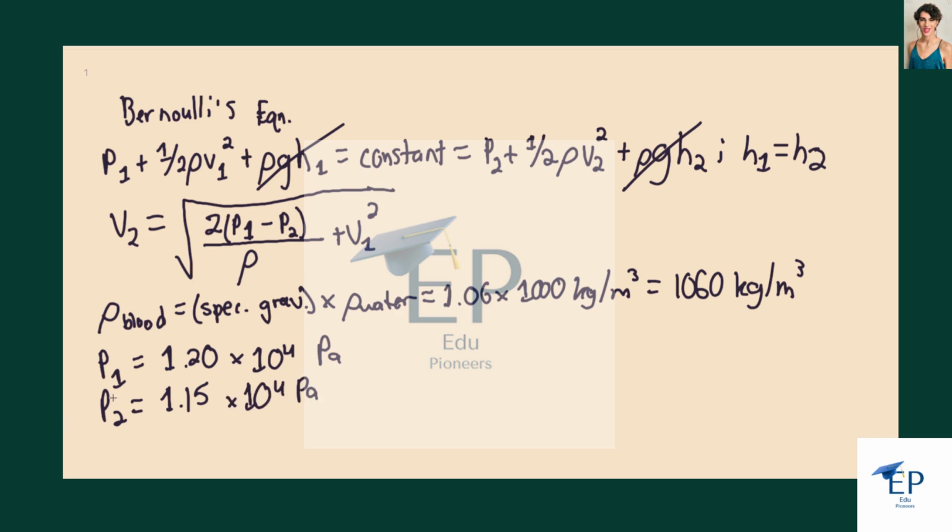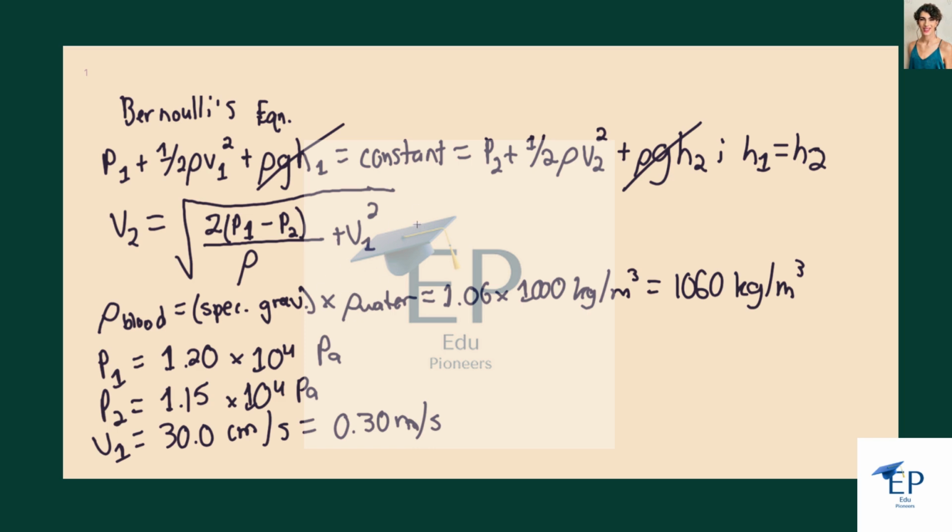And then we have the velocity in the first section of the artery that is not blocked by plaque of 30.0 centimeters per second, or 0.30 meters per second. We need everything in meters, pascals. We need everything in SI units.